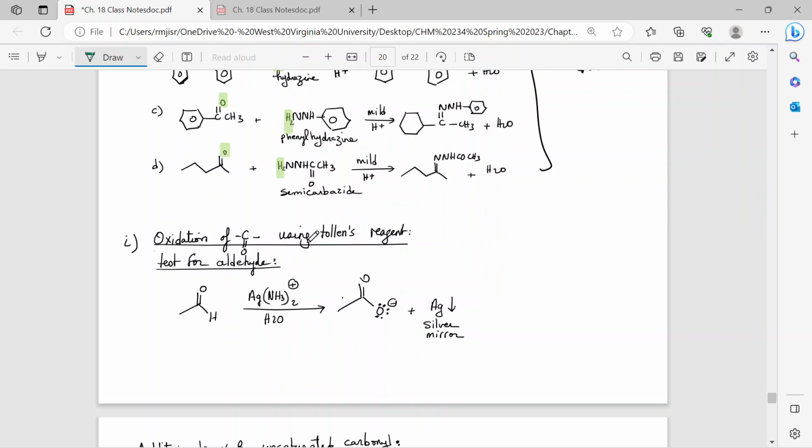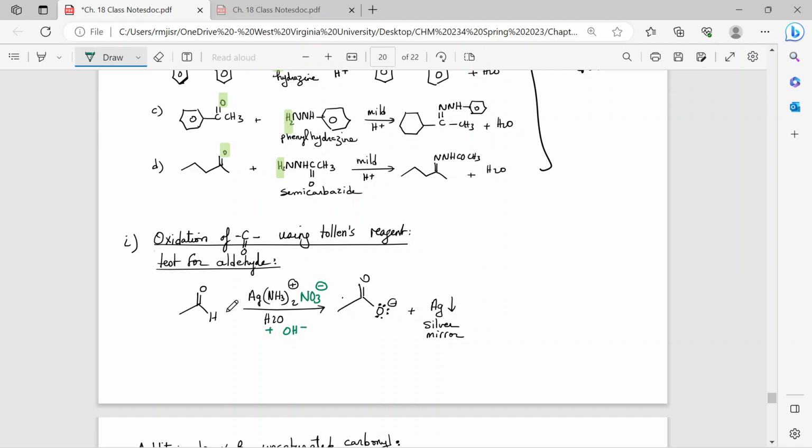A very important test that we use in order to identify aldehydes is the Tollens test. The Tollens test is a test that uses a Tollens reagent. And the Tollens reagent is a reagent that is made up of silver ammonium nitrate. So you have an NO3 in there. And that silver ammonium nitrate, normally you combine it with a base, and your solvent is water. So all of this is called a Tollens reagent.